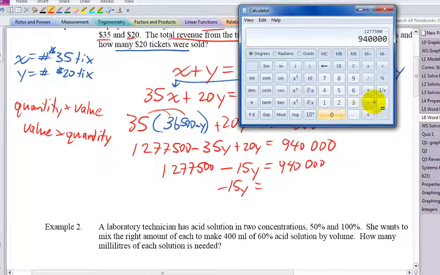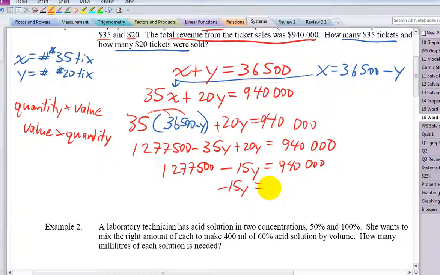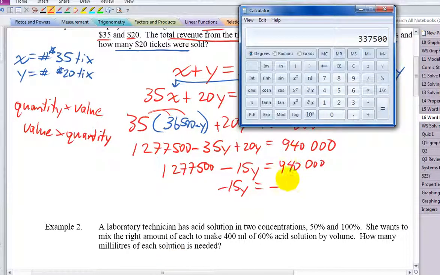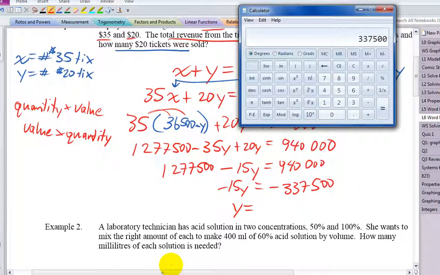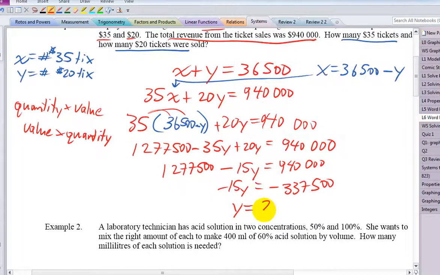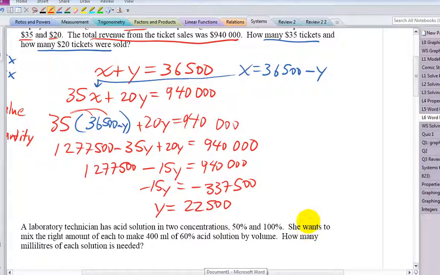Now I'm doing my work backwards. That's why mine turns positive. But I'm smart enough to write negative 337,500. So now when I do my final division, two negatives are dividing, I get a positive final answer, 22,500. Okay. So now I can use this equation up here and subtract my Y to find my X value.